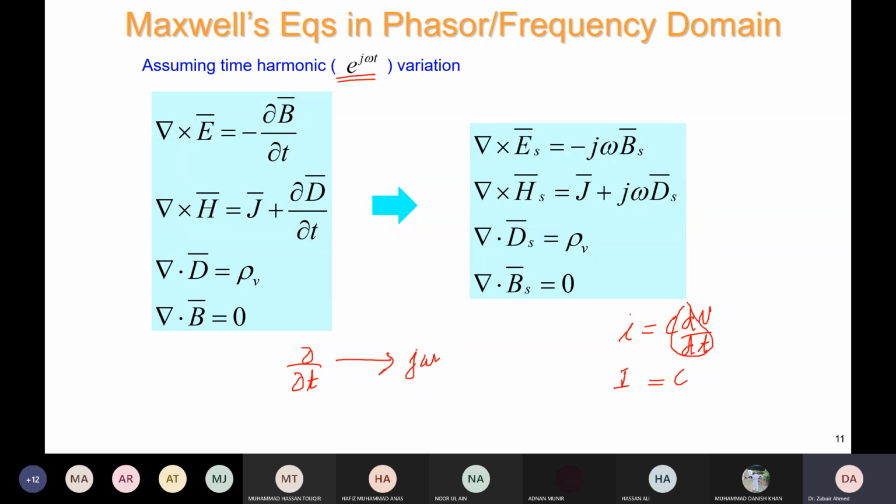We replace this d/dt by j omega, and this v by I, which was the impedance concept in AC impedance. So it becomes 1 by j omega c. This was the concept you are using again and again. So the point is that differentiation in the time domain is equivalent to multiplication by j omega.